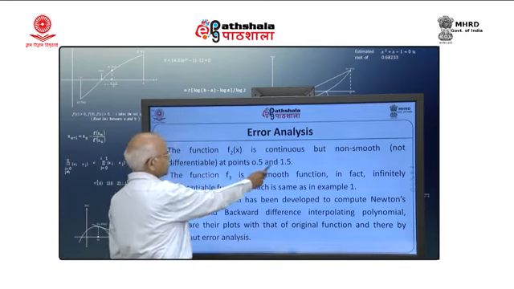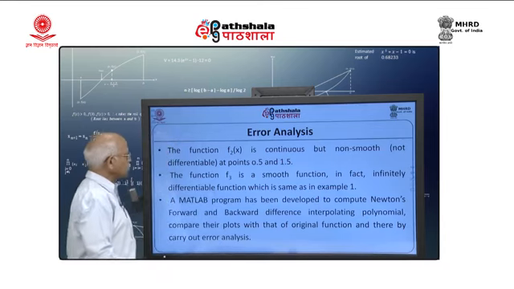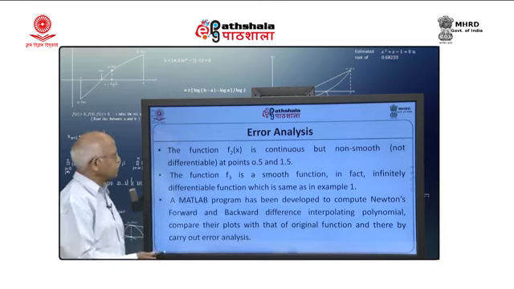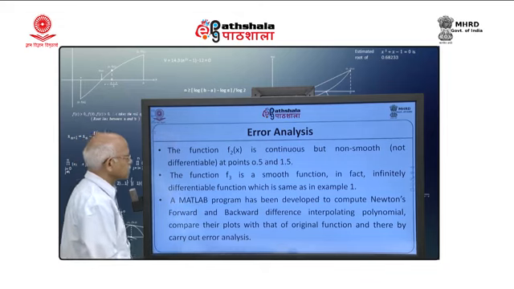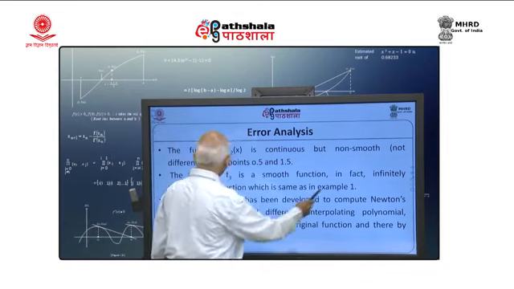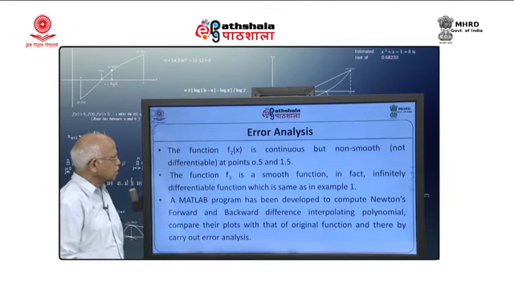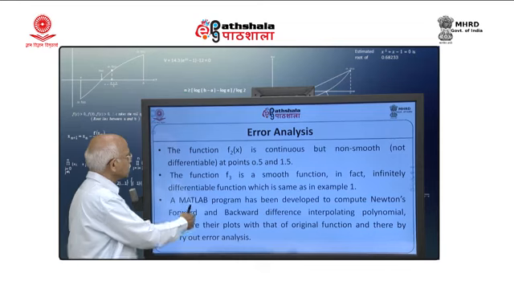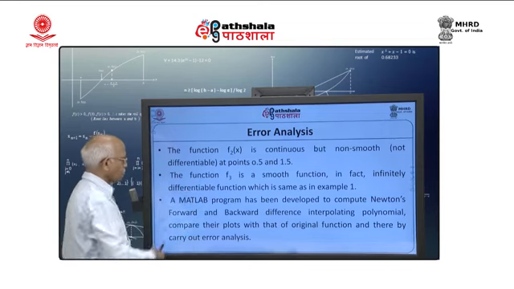You may take 1 and 2 or anything of that sort. So, I will take 0.5, 1.5 here, and the function f3 is a smooth function, totally smooth, everywhere it is differentiable and all that is satisfied. In fact, it is an infinitely differentiable function, which is same as in example 1, the earlier example 1. So, that is how we are considering this.